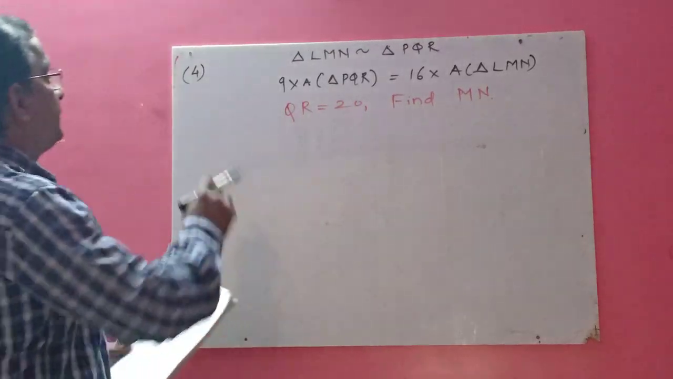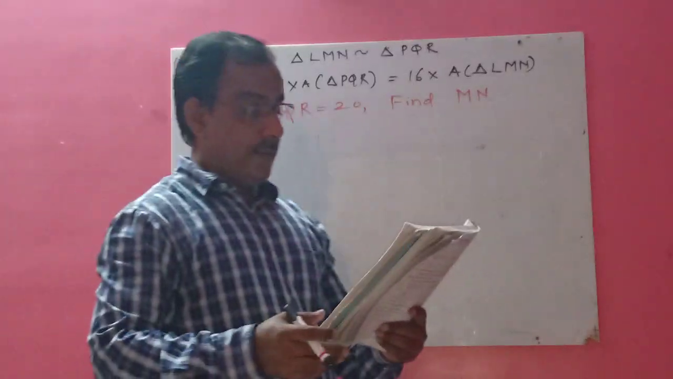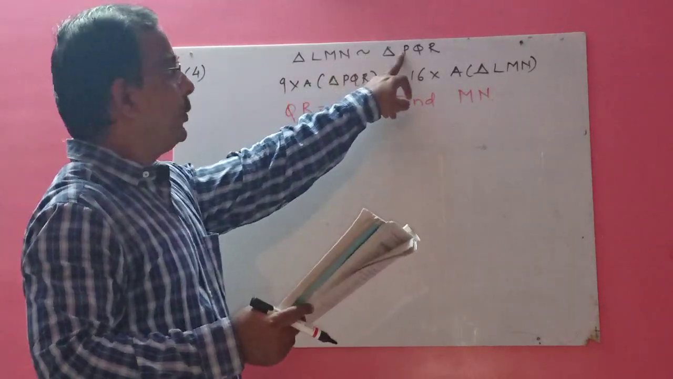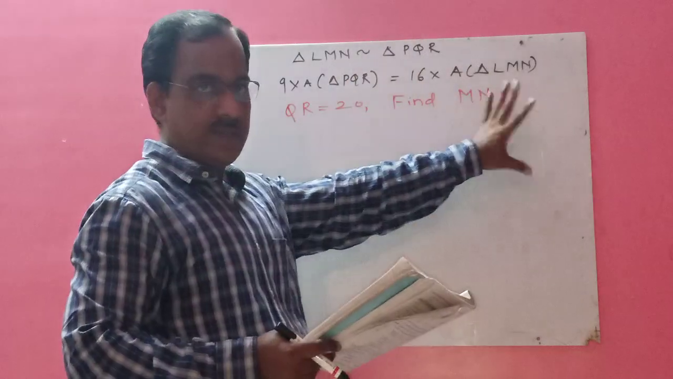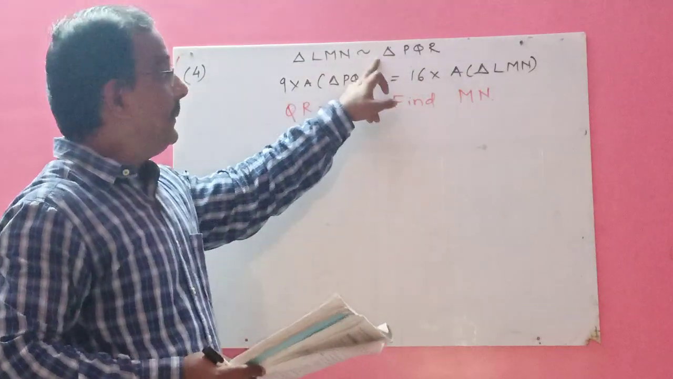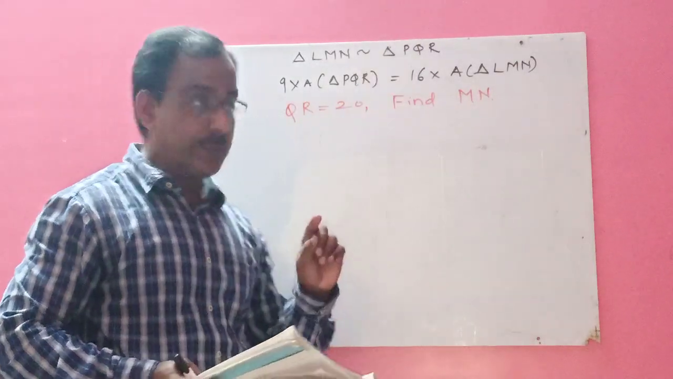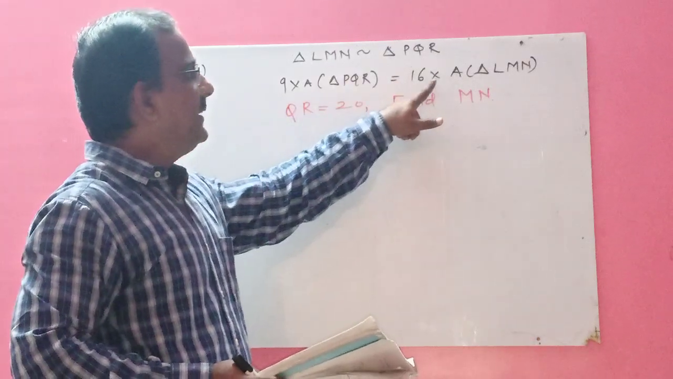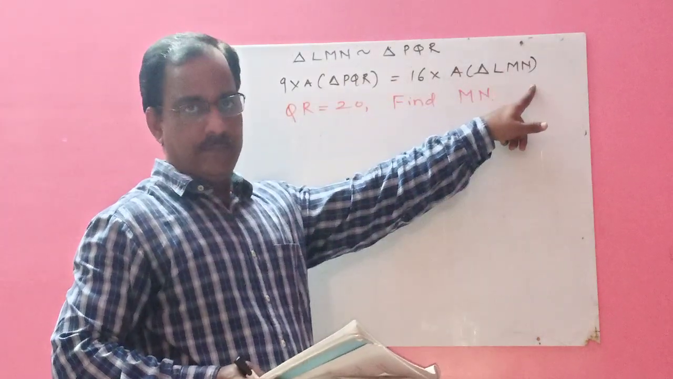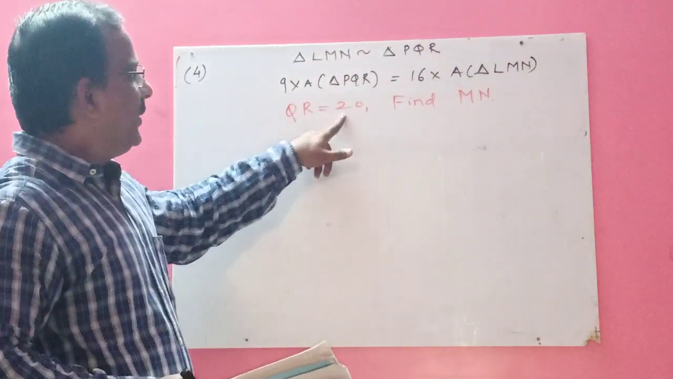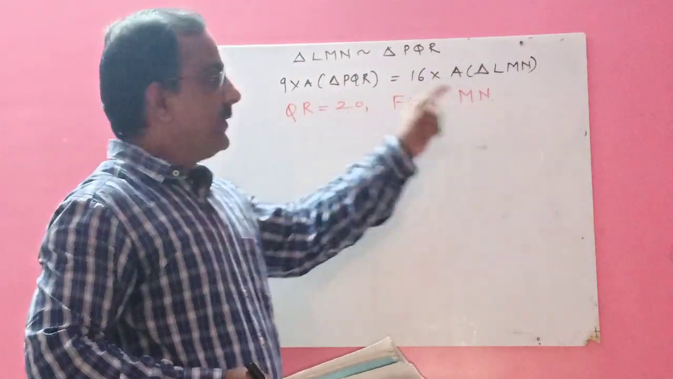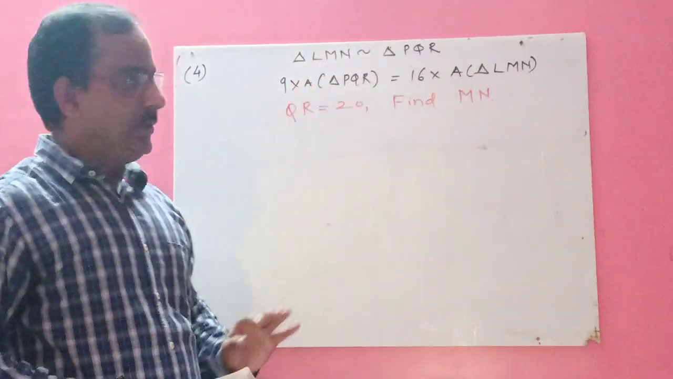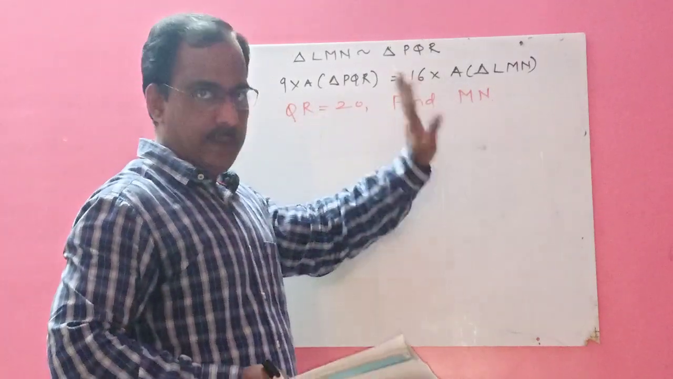So children, fourth sum. See what is given in this. Triangle LMN, this triangle similar to triangle PQR. No need to draw diagram for this. Triangle LMN similar triangle PQR. Also, 9 times area of triangle PQR is equal to 16 times area of triangle LMN. QR is given 20, then find out MN. Say QR and MN are the corresponding sides of these two triangles. QR is given 20, we need MN.